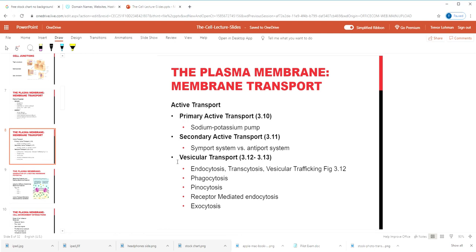Okay, we're going to skim this here. Active transport is any transport process that requires ATP. Let me give you an example, and you might want to jot this down. Let's use the example of sodium. Sodium is 10 times more highly concentrated in your extracellular fluid than in your intracellular fluid.